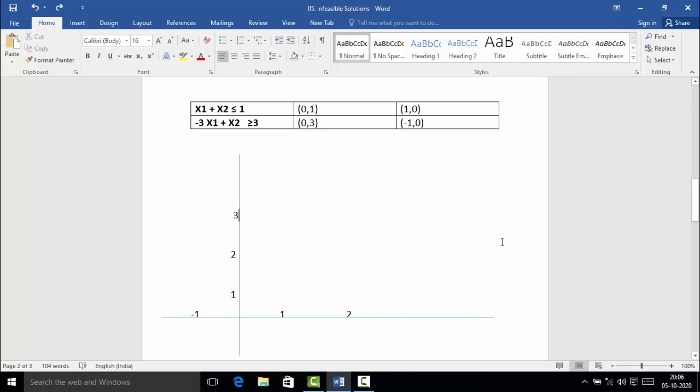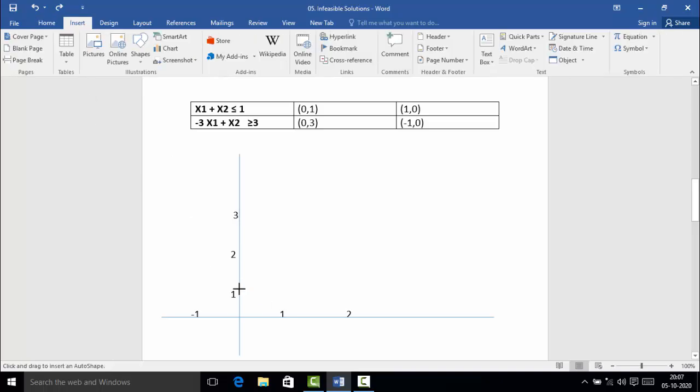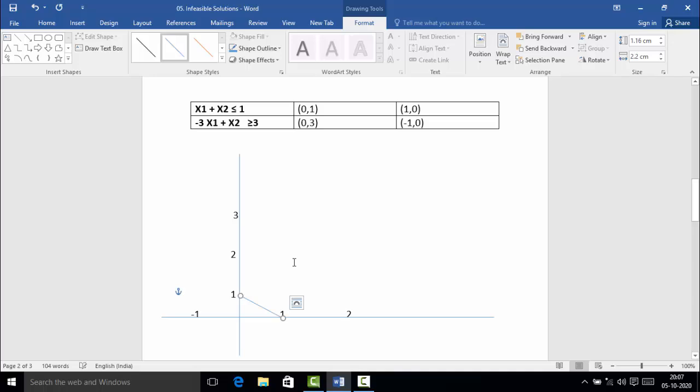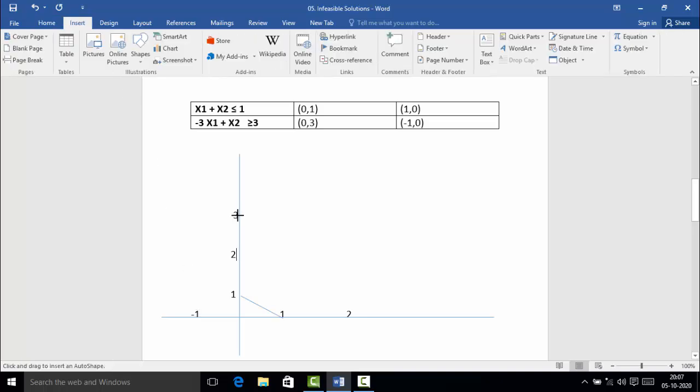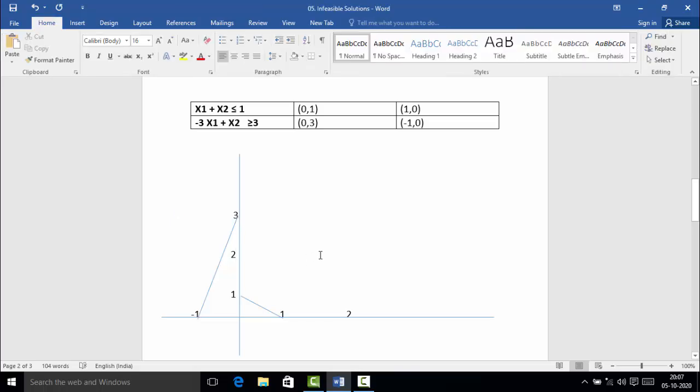For the first constraint there are 2 points. One is on the y-axis and one is on the x-axis, means here and here. Now we will join these 2 points, one on the x-axis and one on the y-axis. So this is the first line for the first constraint. Now for the second constraint the points are 3 on the y-axis and minus 1 on the x-axis, means here. We have joined these 2 points. This is the second line for constraint 2.